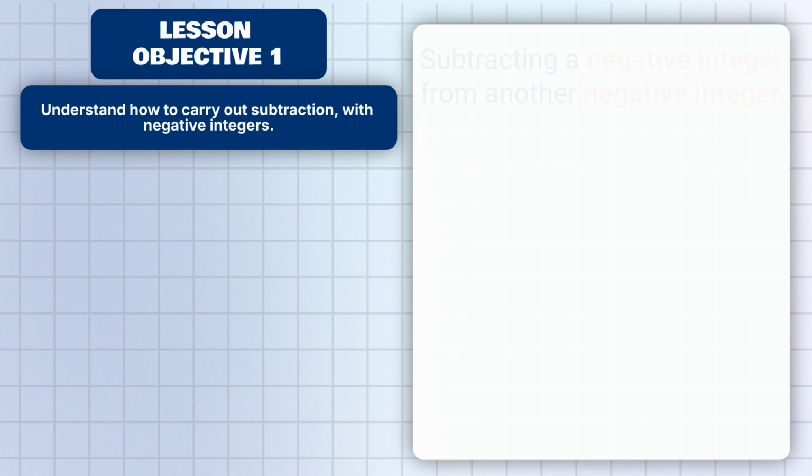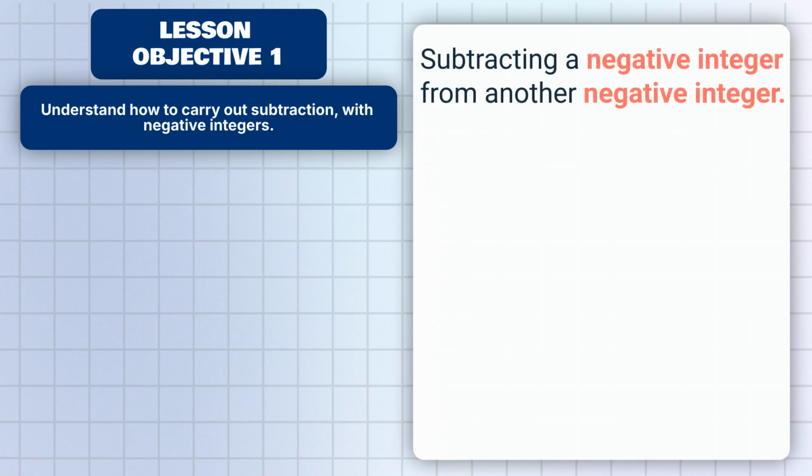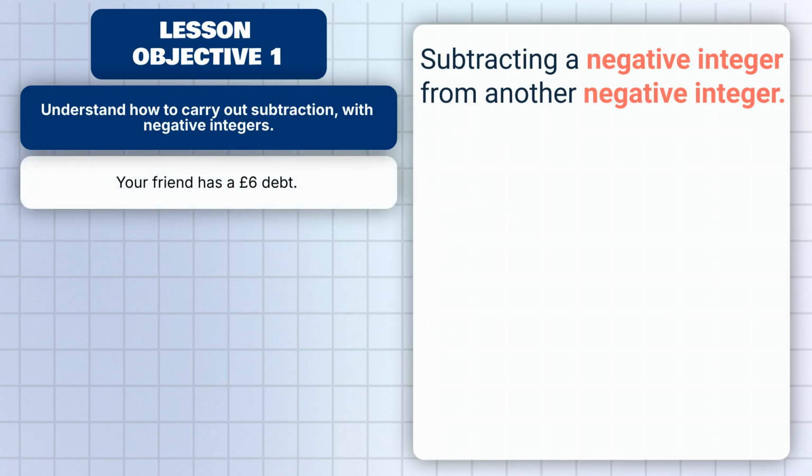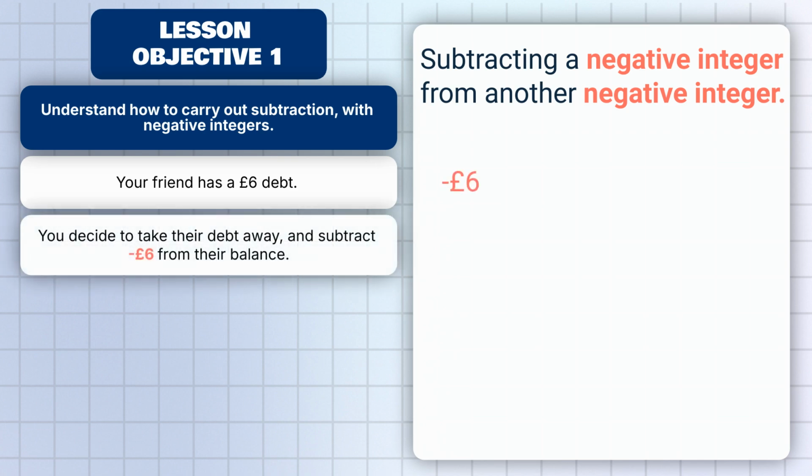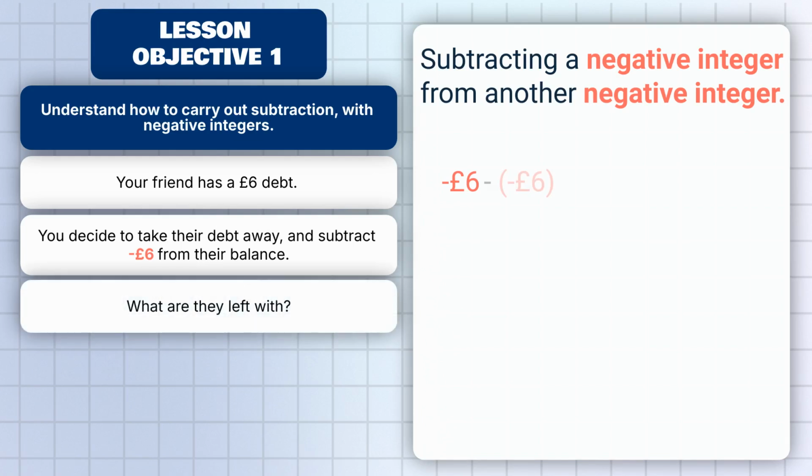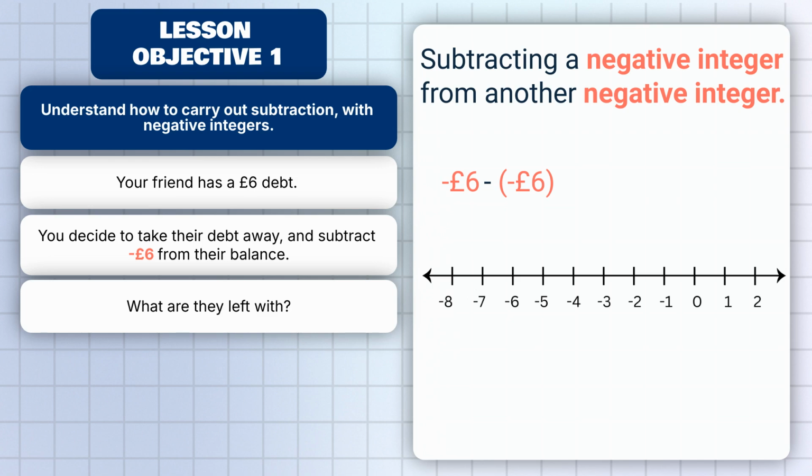Finally, let's discuss how to subtract a negative integer from another negative integer. Imagine that your friend has a £6 debt. Hence, their balance is minus £6. This time, you feel sorry for them and decide to take away their debt. So you subtract minus 6 from their balance. This can be written as minus 6 minus minus 6. On the number line, subtracting a negative number is equivalent to adding the positive equivalent of that number. So minus 6 minus minus 6 equals minus 6 plus 6, which is equal to 0. As such, their balance is now 0.